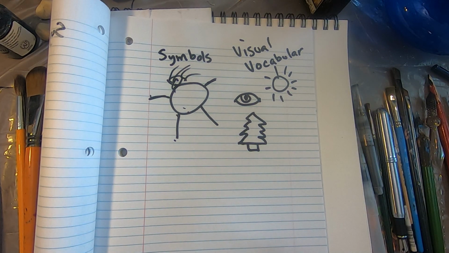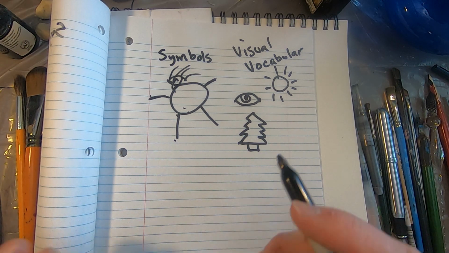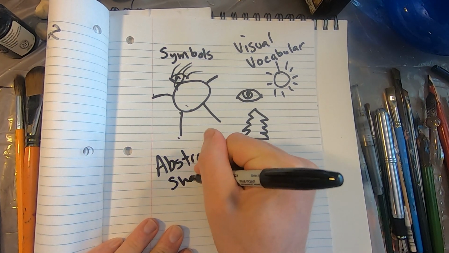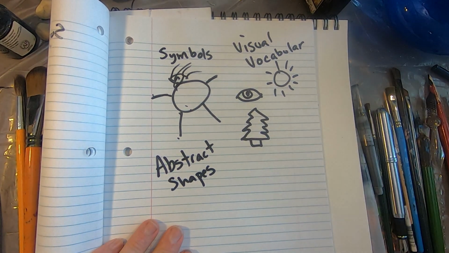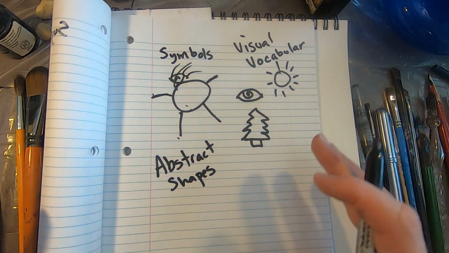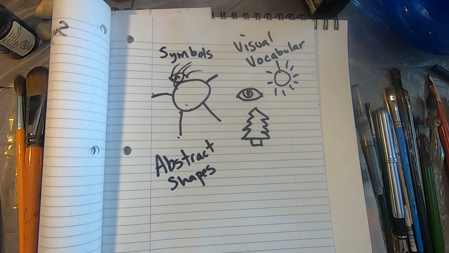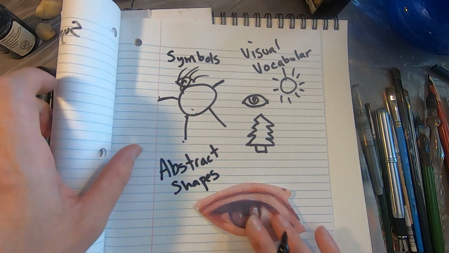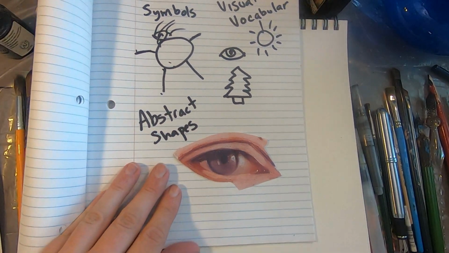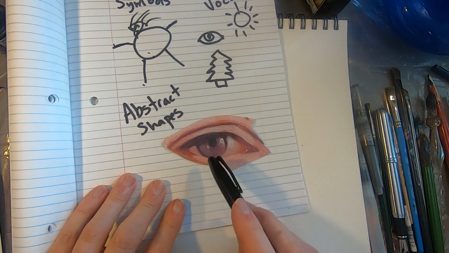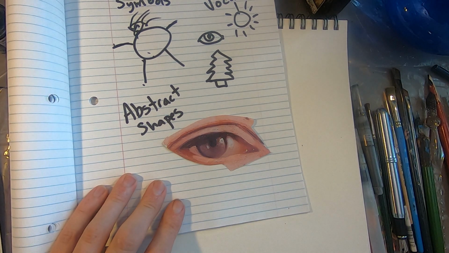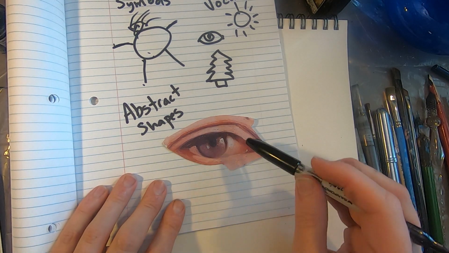Now, often when we're trying to do realistic drawings of the world, we want to translate abstract shapes from nature or from the real world onto this two-dimensional surface. Now, what does that mean? Let's take a look at this eye here. When we look at this eye, we can see that it's really just a bunch of abstract shapes that have been put together in space that represent an eye.